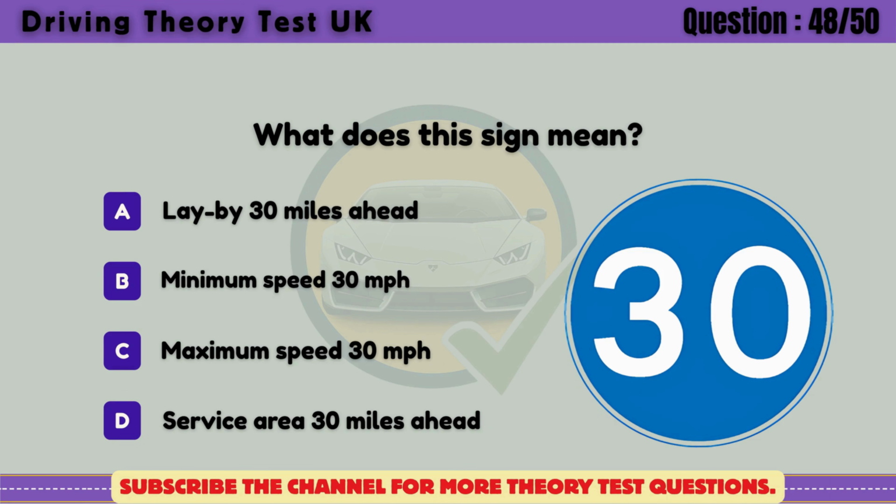Option A. Lay by 30 miles ahead. B. Minimum speed 30 miles per hour. C. Maximum speed 30 miles per hour. D. Service area 30 miles ahead.